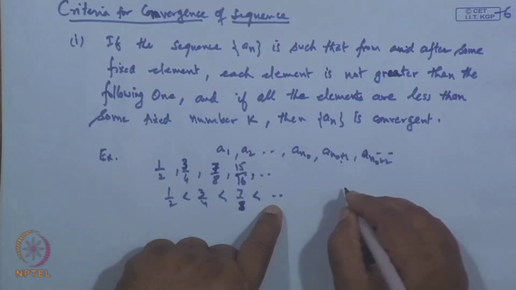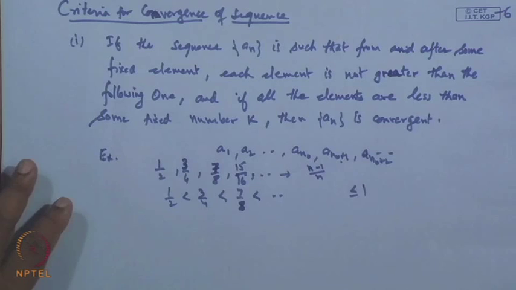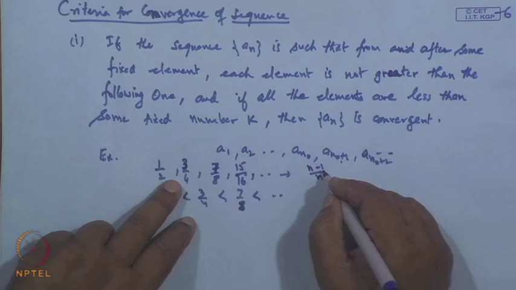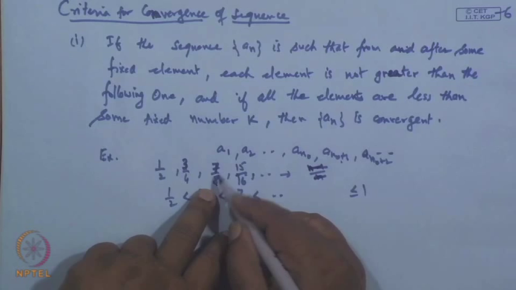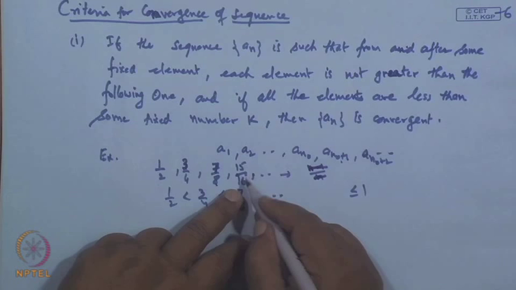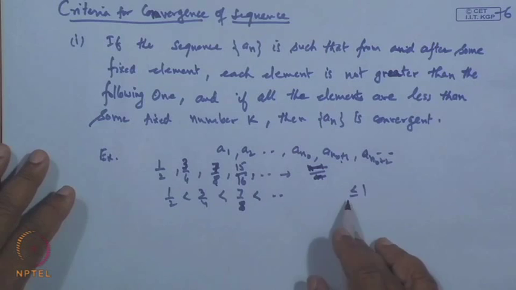You see? Because this sequence is basically of the type n minus 1 by n. In fact, it will not be exactly n minus 1, because the denominator goes 2, 4, 8, 16, which is 2 to the power n, and the numerator is something else. But the numerator is one unit lower than the denominator. So, we are getting each term less than or equal to 1. So, this sequence will converge, and converge to 1. Now, the proof is like this. Why is it so?